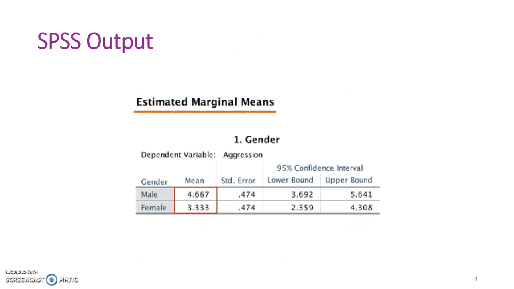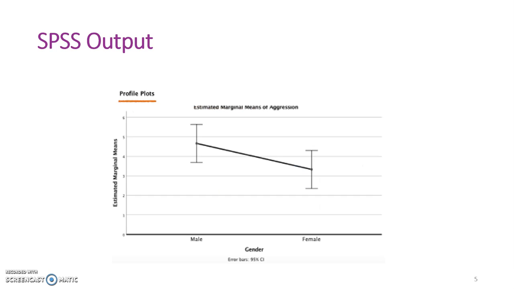So let's take a look first at the gender main effect. Here are the estimated marginal means for gender, and we can see that there is a little bit of a group difference here, the difference between 3.33 and 4.667 for the means on aggression. If we take a look at a profile plot, which is the actual plot of the estimated marginal means of aggression separated out by gender, we can see that there does appear to be a little bit of a difference between males and females.